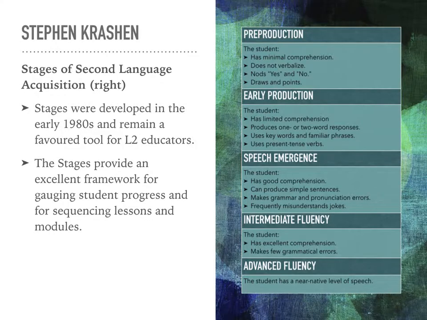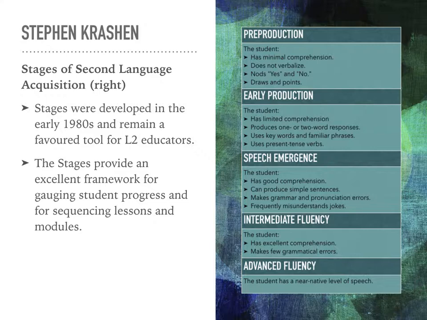Many of the dominant theories of second language acquisition are those proposed by Stephen Krashen and various collaborators. In his natural approach, Krashen suggests that students learning a second language move through 5 predictable stages: pre-production, early production, speech emergence, intermediate fluency, and advanced fluency.